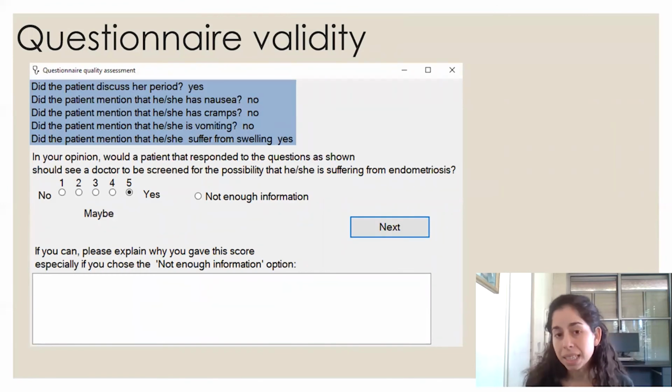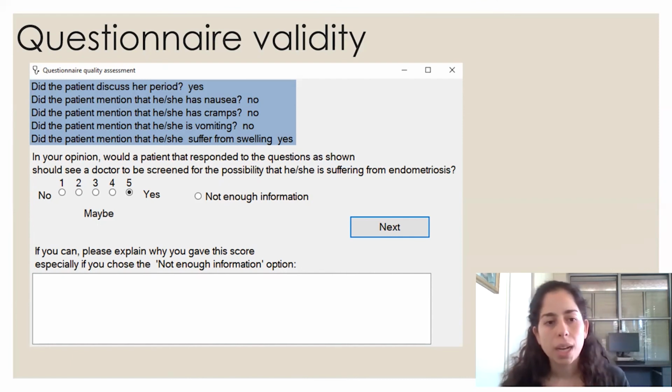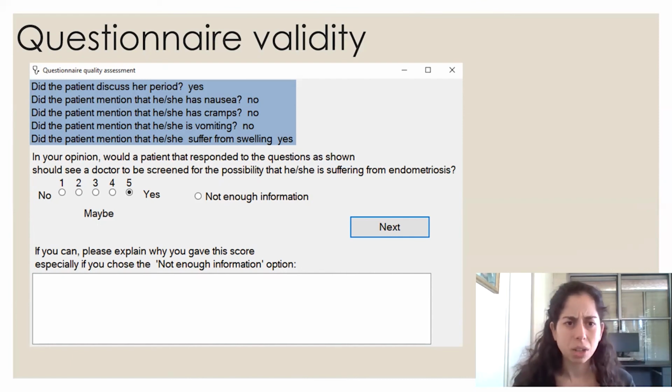Okay, the final step was to evaluate the questionnaire with the help of physicians. This is a screenshot of the GUI that's used for the evaluation. You can see we display each path of the decision tree, like a hypothetical questionnaire, and we ask the doctor, in your opinion, if a patient would respond to the questionnaire as shown here, would you refer them for further investigation for the disease? They can score it between 1 and 5, and they write free text comments that really help us to evaluate the questionnaire.